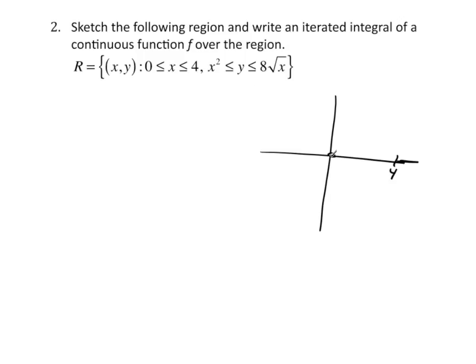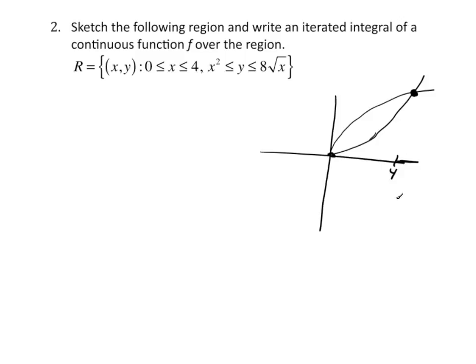So x squared will look like this, and then 8 times the square root of x will look like this. And with x going from 0 to 4, I'm curious if 4 is really where they meet, or if this actually meets out here and I'm cutting this off. So I need to figure that out.